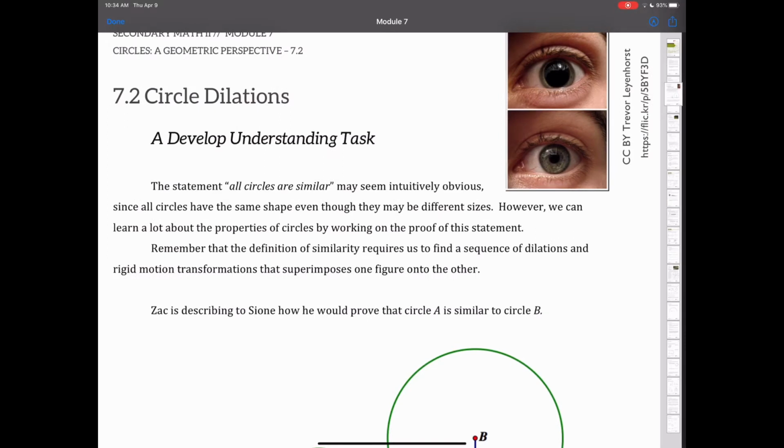The statement, all circles are similar, may seem intuitively obvious since all circles have the same shape even though they may be different sizes. However, we can learn a lot about the properties of circles by working on the proof of this statement. Remember that the definition of similarity requires us to find a sequence of dilations and rigid motion transformations that superimposes one figure onto the other.